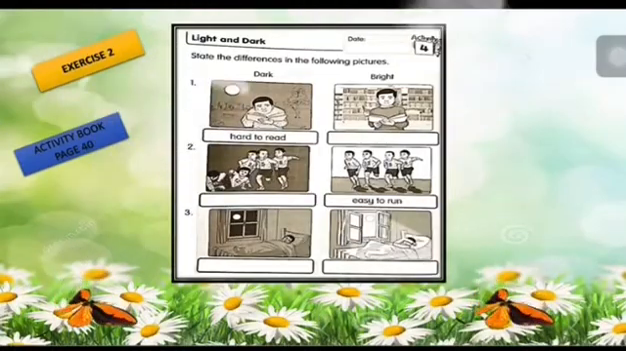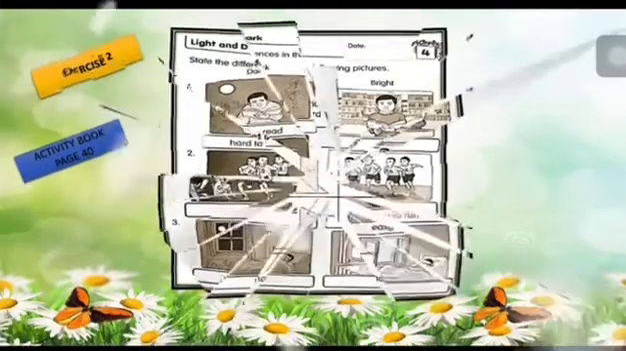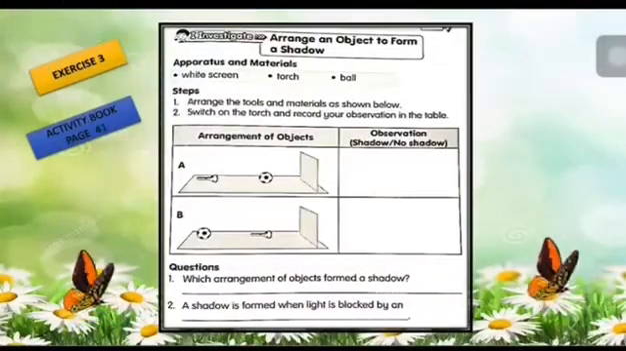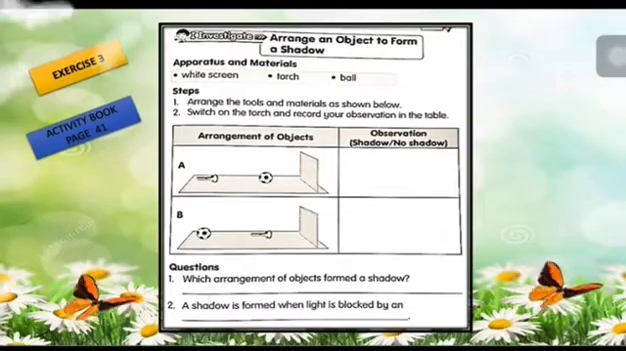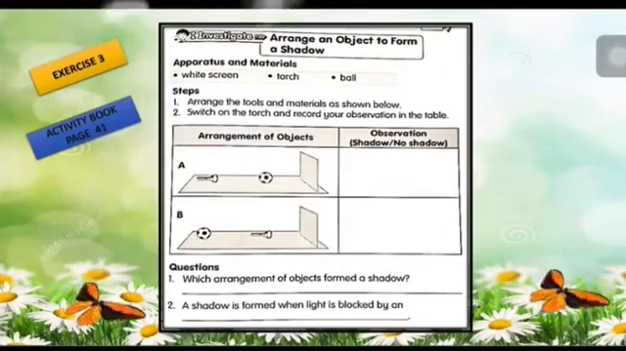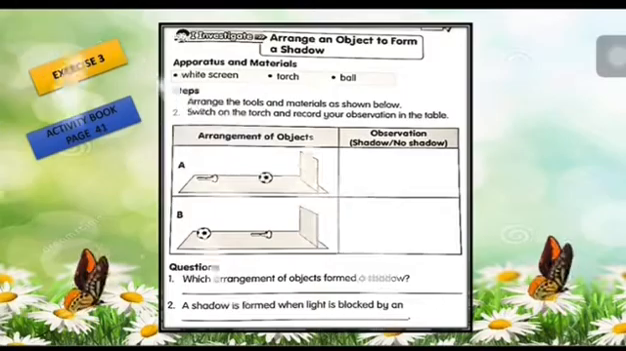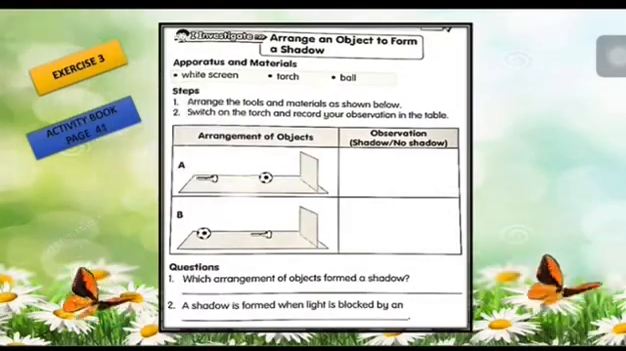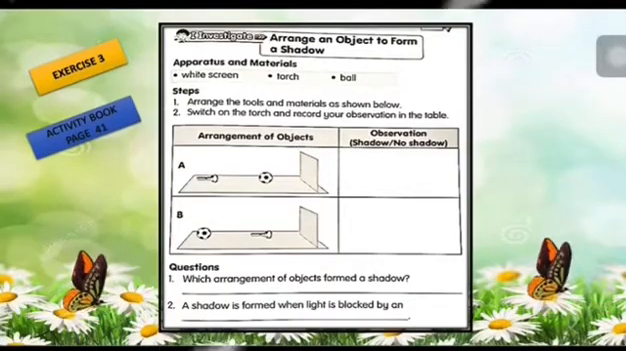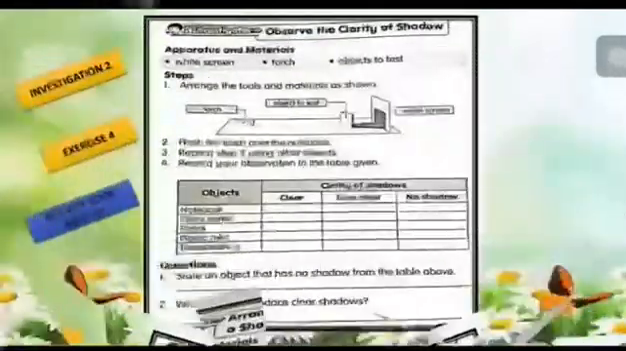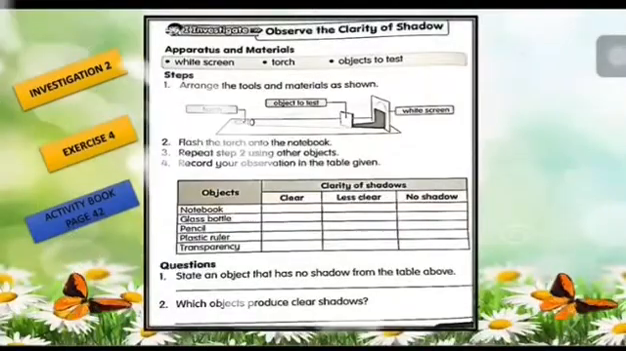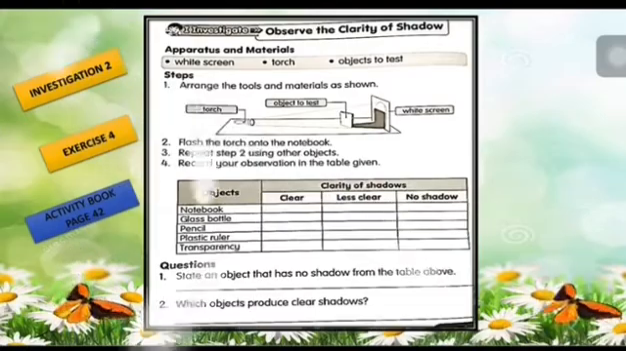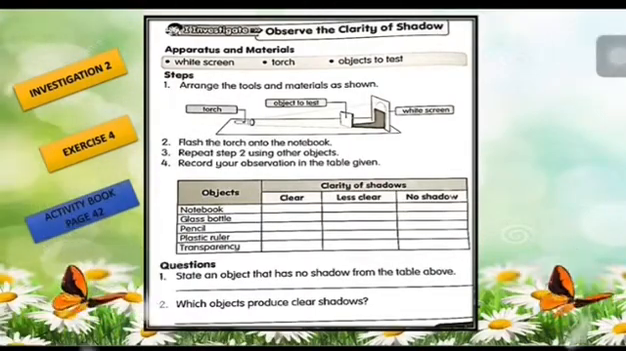Okay, this one is the activity book, page number 40. This one is exercise 3, same book, page 41. Arrange an object to form a shadow. So in the table of observation, you write there have shadow or no shadow. Then answer the question. Then you look at page 42. This one is exercise 4, but this one you have to do an investigation.